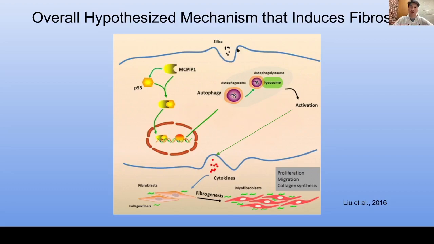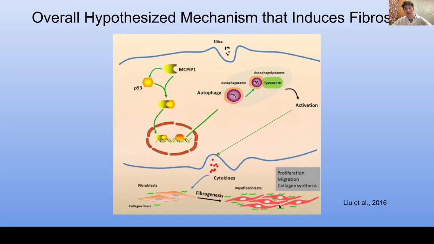So the macrophage is exposed to silica. This activates the MCP-1 pathway along with P53. And these two proteins interact to regulate some transcription, which causes autophagy. Autophagy overactivates the macrophage with some pathways that are really complicated to overactivate the secretion of these cytokines. These cytokines would then attract these fibroblasts and then transform their morphology into a myofibroblast, a more activated version. And these are the cell types that exacerbate silicosis.